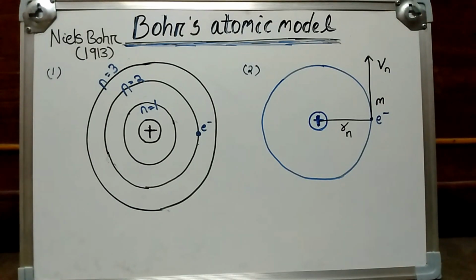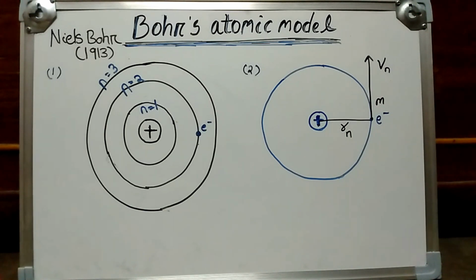To overcome this drawback, Niels Bohr in 1913 suggested that electrons revolve around the nucleus, but they do not emit energy continuously under all conditions. Under all conditions, they do not emit energy. If they emit energy, it happens under certain conditions, and that concept is explained by him in his model. Now we go to the four basic postulates of Bohr's model.